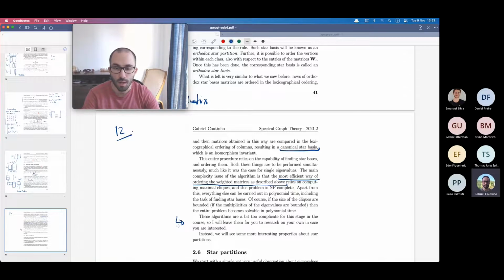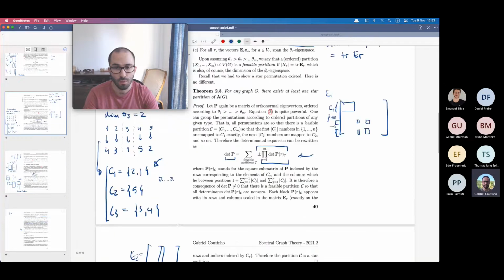But instead, what I want to focus on for the rest of today's class is star partitions. Okay, so I define star partitions.